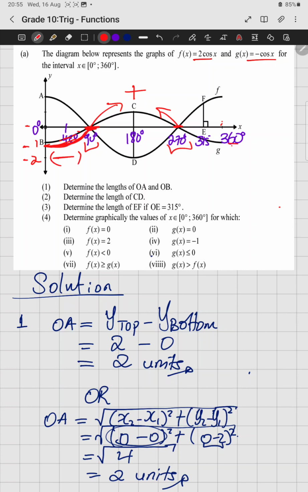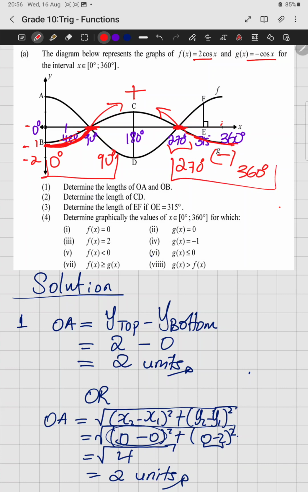This is the part that we're looking for. Again, starting from 270 going that side, this is the part that we are looking for. Okay, then we're saying, what are the values of x? It is 0 and 90 degrees. So it's starting from 0 degrees up to 90 degrees, and again starting from 270 up to 360. These are the values of x when g of x is less than 0.